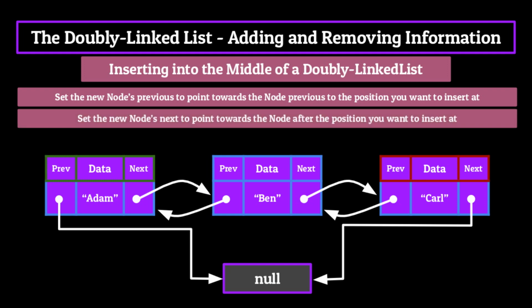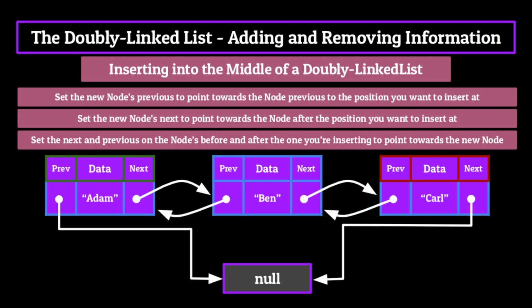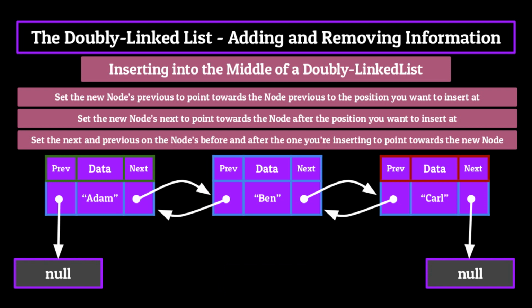Then, we take that same node, the one we want to add, and set its next pointer to point towards the node after the position we want to insert at. Finally, we set the next on the node at the position before the one we're inserting, and the previous on the node after the position we're inserting, to both point towards this new node. That is a lot of words, some of which might not even make sense to you.